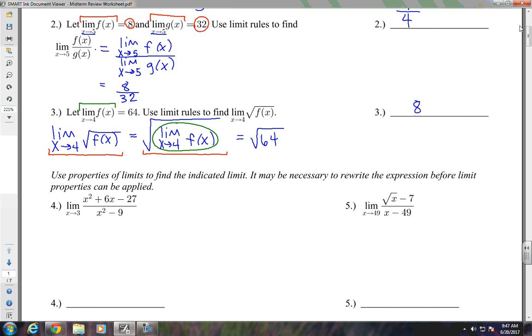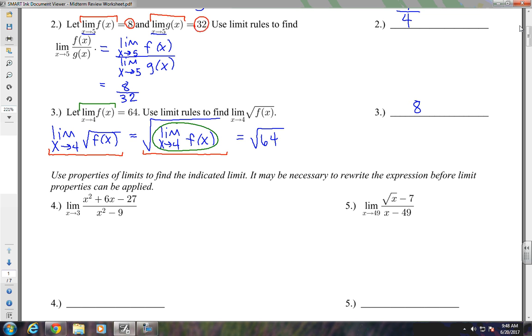So those are several problems allowing you to practice using the rules of limits. Make sure that you study all of the rules to be prepared for your midterm exam. Next, we're going to be dealing with actual functions. Instead of given unknown function names like f and g, we're going to have function rules to deal with. So the next series of problems says use properties of limits to find the indicated limit. It may be necessary to rewrite the expression before limit properties can be applied.